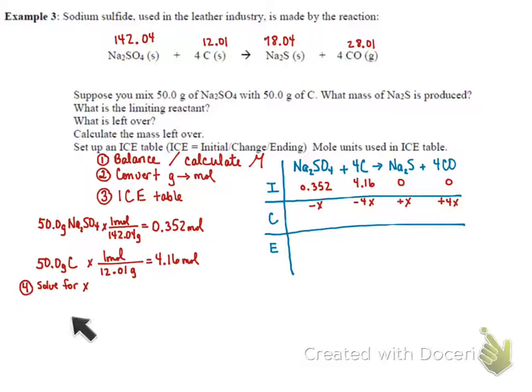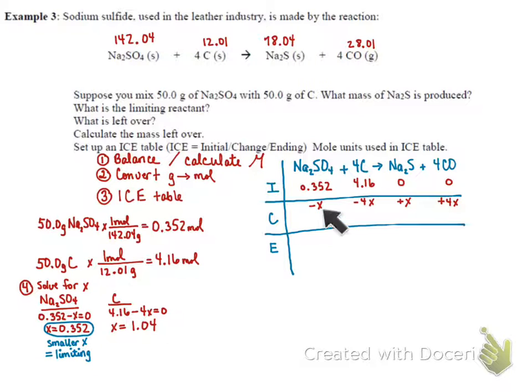So the next step is to solve for X. And the way that we do that is this. We are going to solve for X for both reactants. So we assume that both reactants are going to all get used up. So for sodium sulfate, we start with 0.352 moles, and the minus X here is from the minus 1X here, and we set that equal to 0. So it's 0.352 minus x equals 0, and then we solve for x.